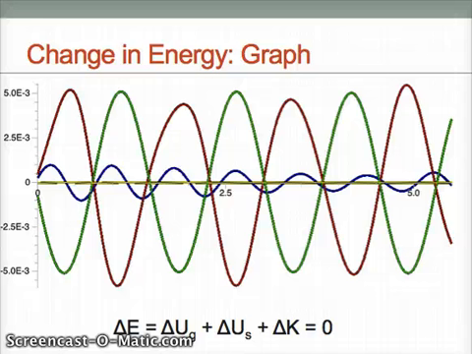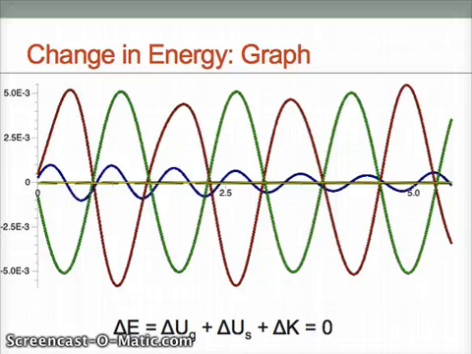Looking at the graph of the changes in energy, we see that the green line, delta UG, oscillates opposite and equally to the red line, delta US, which makes sense because US is larger when the spring stretch is larger and the mass is close to the Earth, and UG is larger when the mass has a larger Y position value, meaning it is further from the Earth. We see that the kinetic energy in blue oscillates twice as fast and loses amplitude as time goes on.